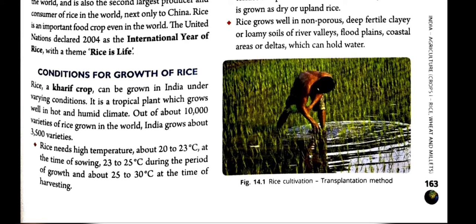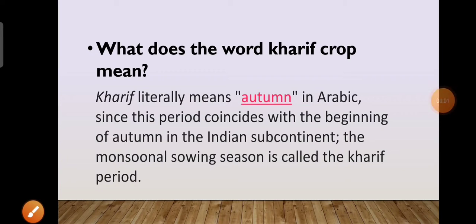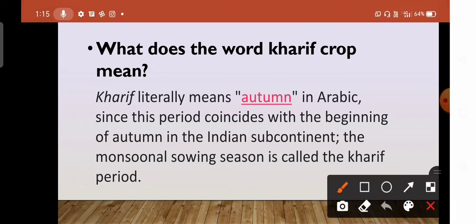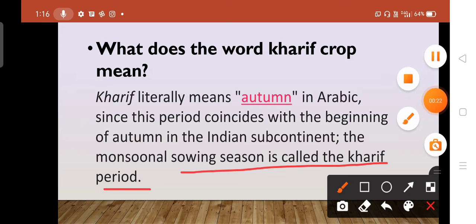Here it is written that rice is a kharif crop. So what do we mean by kharif crop? The word kharif means autumn in Arabic. Since this period coincides with the beginning of autumn in the Indian subcontinent, the monsoonal sowing season is called the Kharif period, and the crops that are sown in this period are known as Kharif crops.